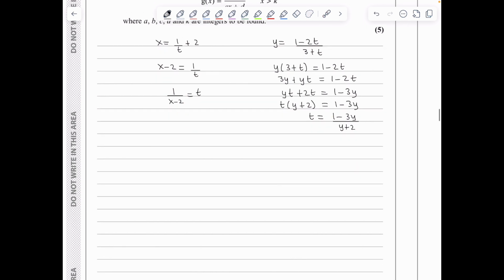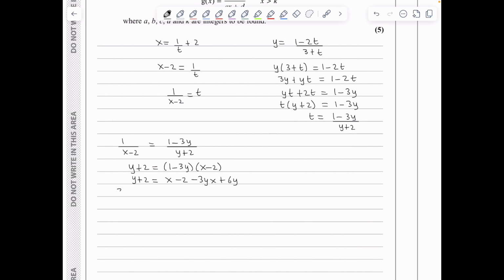So we are looking at 1 over x minus 2 being equal to 1 minus 3y over y plus 2. Remember, I'm trying to make y the subject here, so I will start by cross multiplying. We get y plus 2 is equal to 1 minus 3y times x minus 2. So y plus 2 is equal to x minus 2 minus 3yx plus 6y. I will be collecting the terms containing y on the left-hand side.